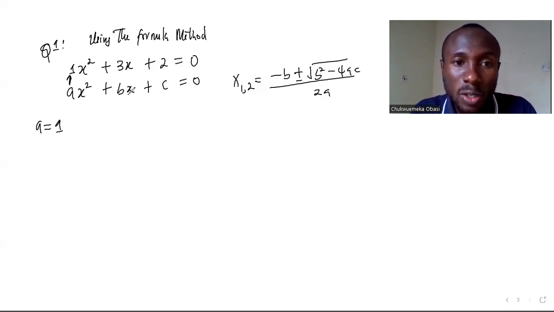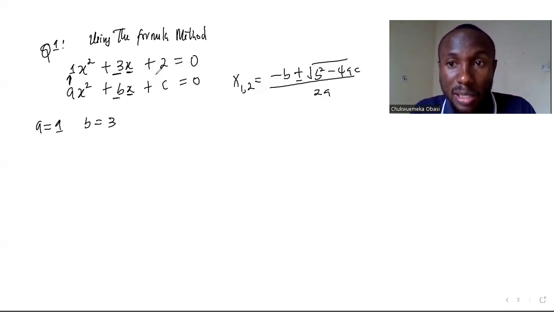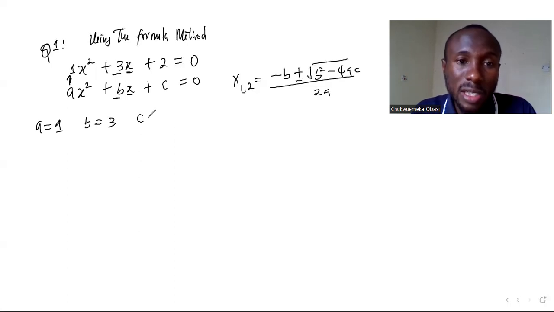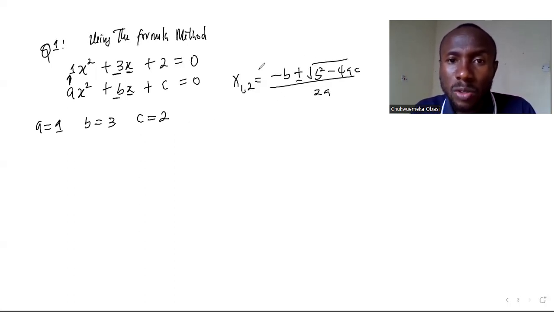So that means a must be equal to 1. And now, the coefficient of x is your b, and here the coefficient of x is 3, positive 3. So your b must be equal to 3. And if you look at the c part, the c must be equal to 2. Definitely c must be equal to 2. Now I've gotten the values of a, b, and c. So let us plug them into this formula and get our final answer.